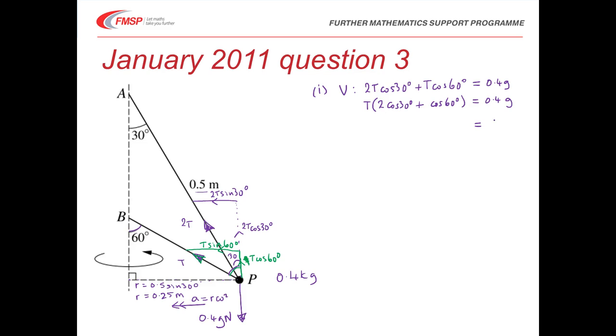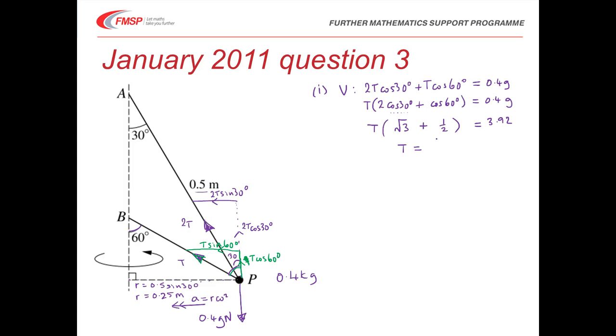0.4 G is 0.4 times 9.8, and that's 3.92. And then I did a little bit of substituting over here as well, because cos 30 is root 3 over 2. If I multiply that by 2, I get root 3. I'm writing down exact form rather than decimals, so that I don't introduce any inaccuracy. Cosine of 60 is exactly 1/2.